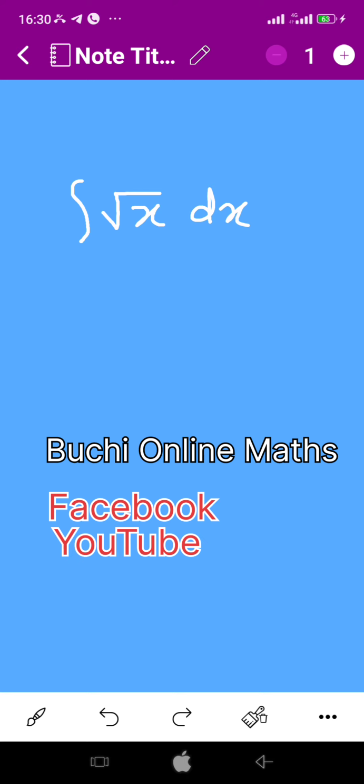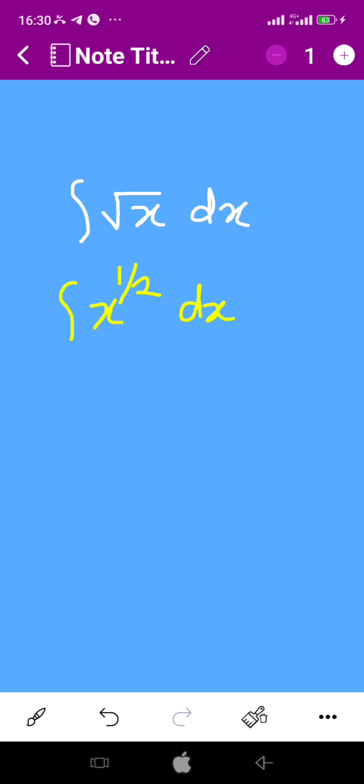Today we have this question that says we should integrate square root of x with respect to x. In order to do this, let us express square root of x in index form, which will give us x raised to the power 1 over 2, because square root can be expressed as 1 over 2 in index form. Then with respect to x. Next stage is to integrate.